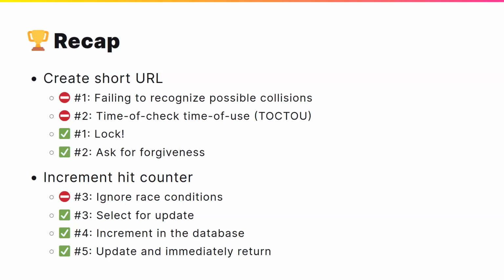In the second use case, incrementing the hit counter, the mistake was to ignore race conditions. The first solution involved a lock. The second solution ditched the lock and instead incremented in the database. The problem there was that we didn't have the most recent value of the hit counter. So we saw how you can use the SQL feature RETURNING to actually update and immediately get the most recent object from the database.